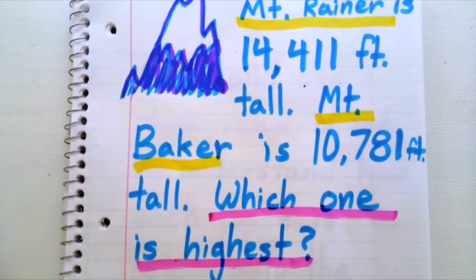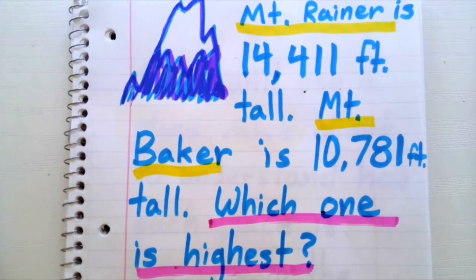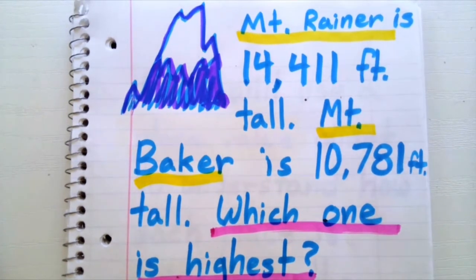It's asking which mountain is higher up, Mount Rainier or Mount Baker. What kind of math are we doing if we are showing which one is highest or bigger or greater? That's right, we're going to be comparing. So let's read it one more time to make sure we understand what numbers we are comparing.